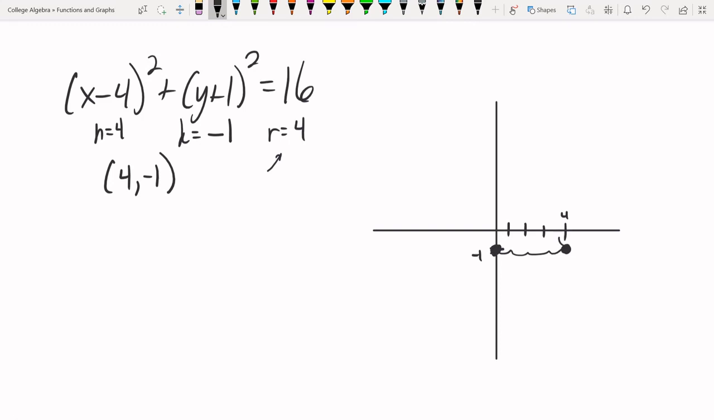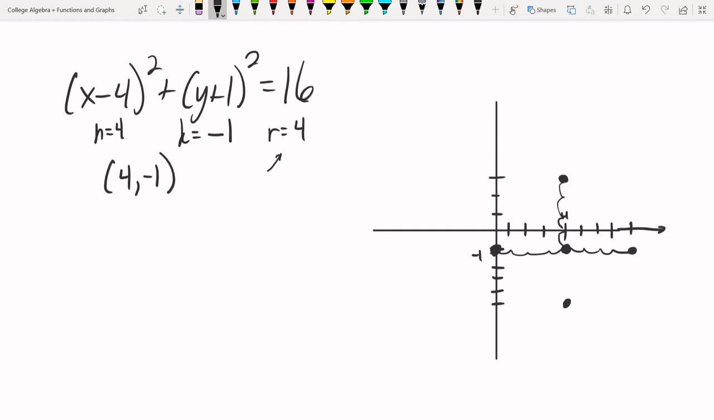We have 1, 2, 3, 4 units. This point's on the circle. 1, 2, 3. Extend this line out a little bit. 1, 2, 3, 4 units. This point's on the circle. 1, 2, 3, 4 units down here. This point is also on the circle.